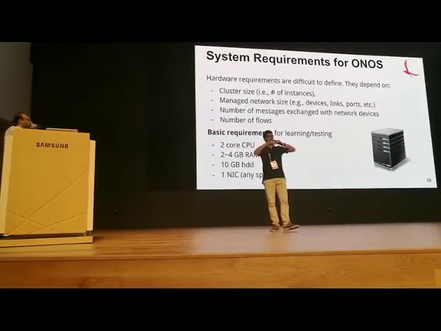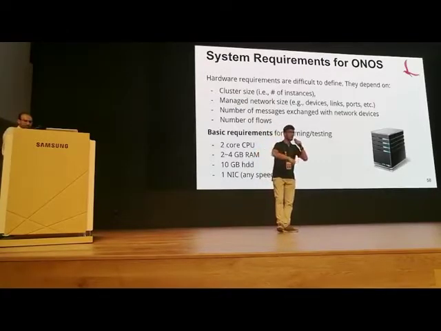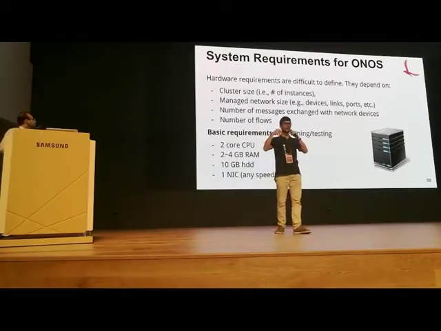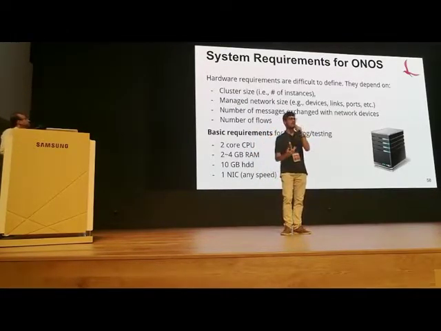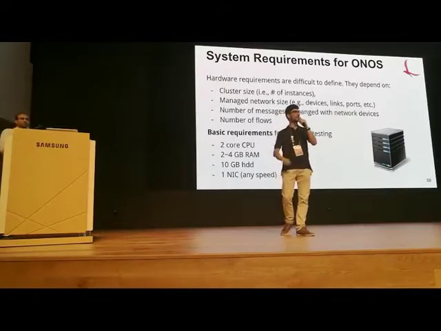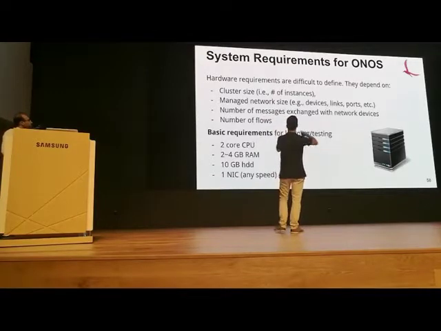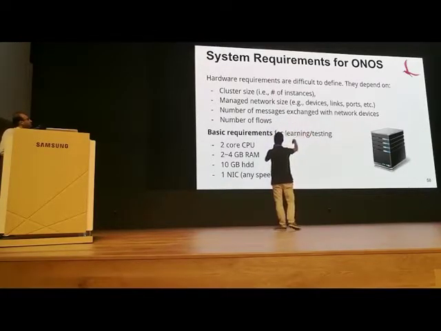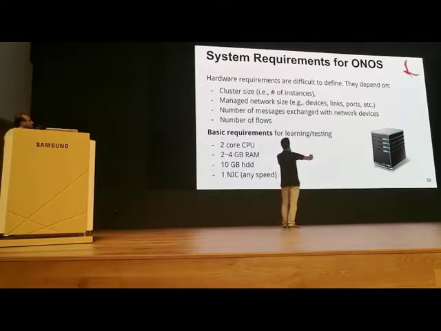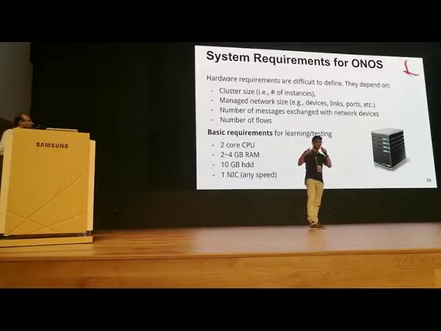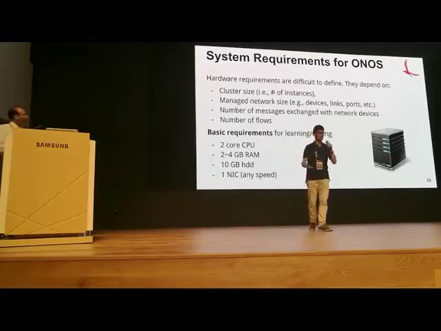So we've talked about what ONOS is, its capabilities, abstractions, southbound, northbound. Let's get down to business. What do you need to run it? Obviously, it depends on your cluster size, so number of instances, the network size, devices, links, and ports, the messages exchanged, the number of flows, how big is your network, okay?